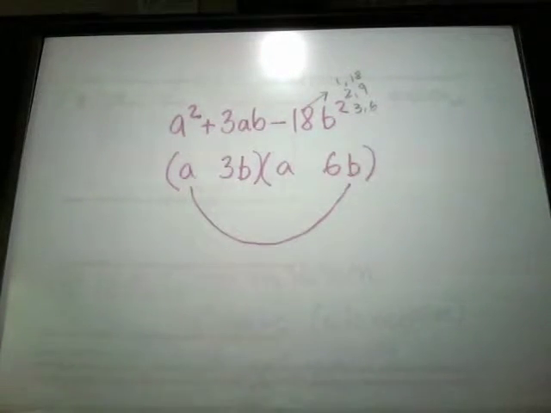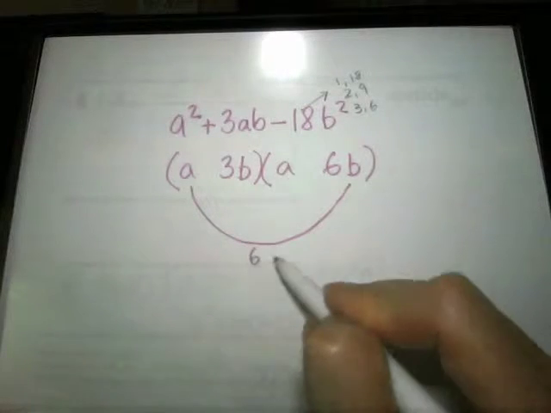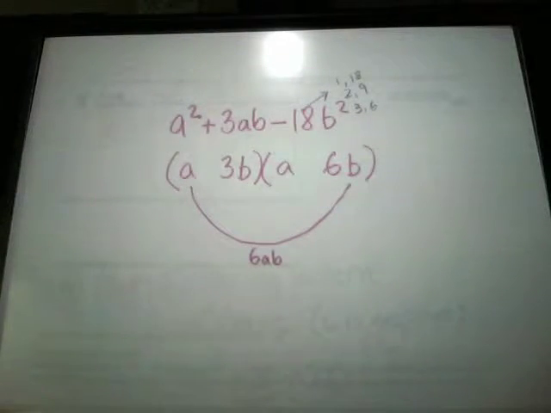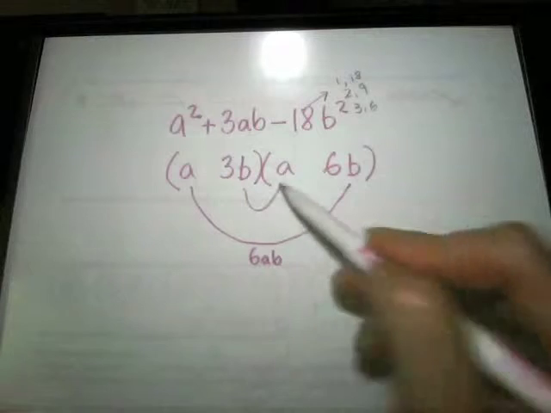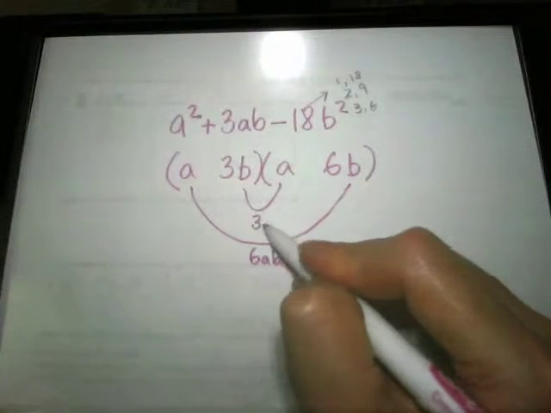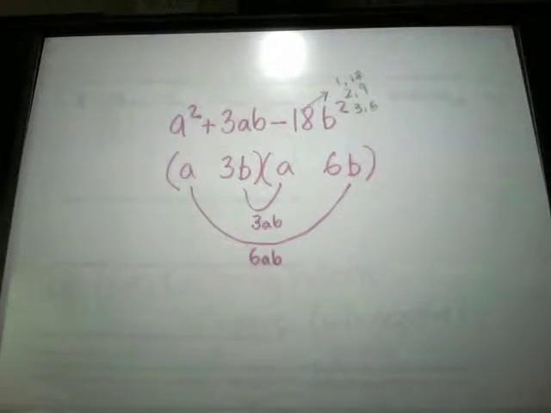My outer, a times 6b. Well, let's put it in order. 6ab, number first, alphabetical order with the letters. Let's do it again. 3ab, alphabetical. And now let's figure out our signs.